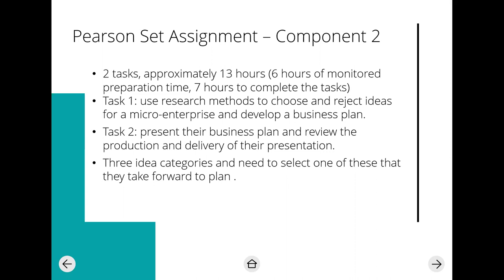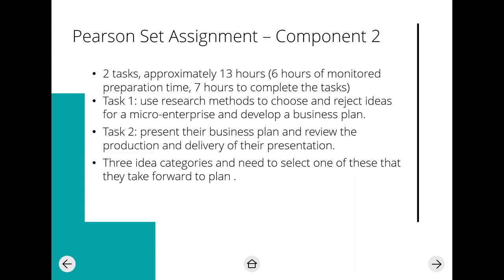So as long as the two enterprises they've decided on at the beginning fit into those industries, it's perfectly fine. And think about realism. It's got to be realistic for a 14 to 16 year old. Think about the fact that they can't get a loan, they can't drive. So it has to be realistic in that sense to try and fit into this.